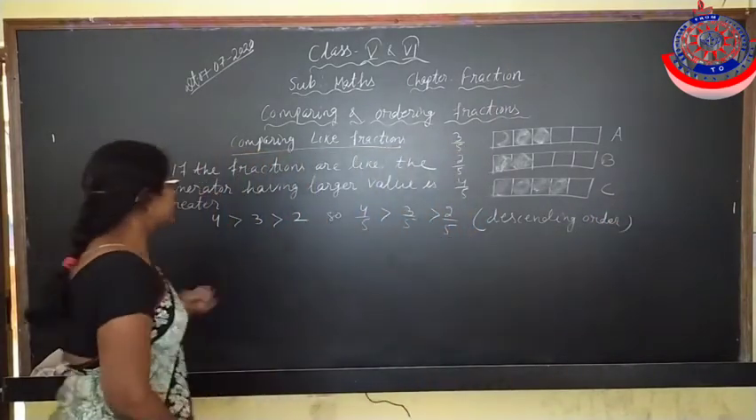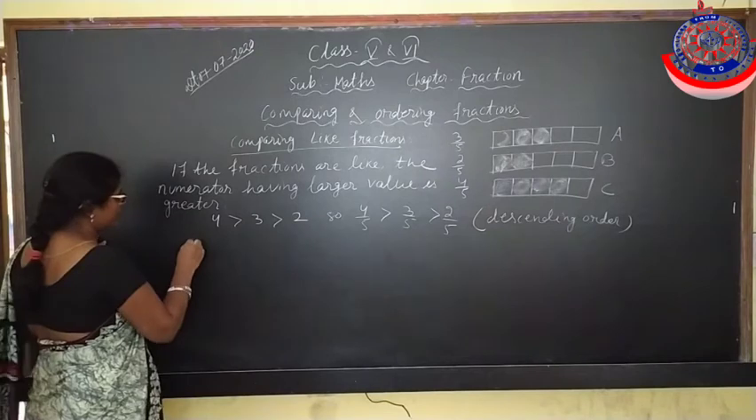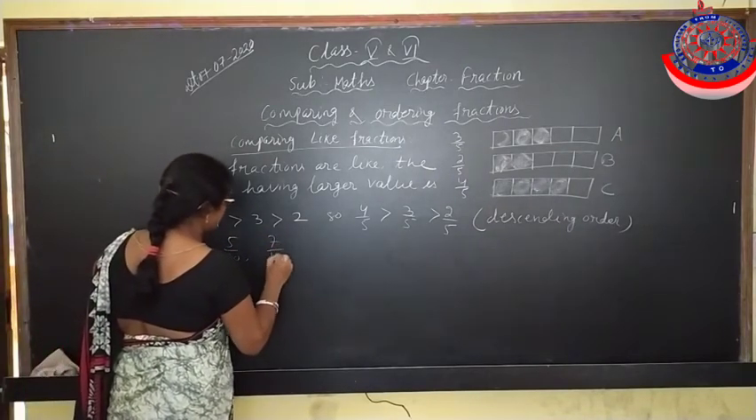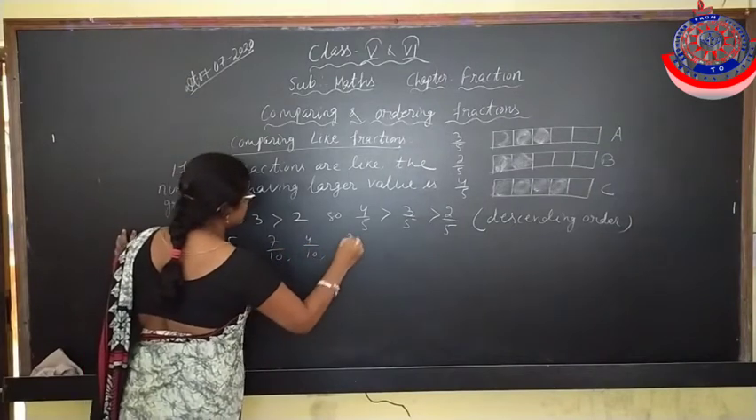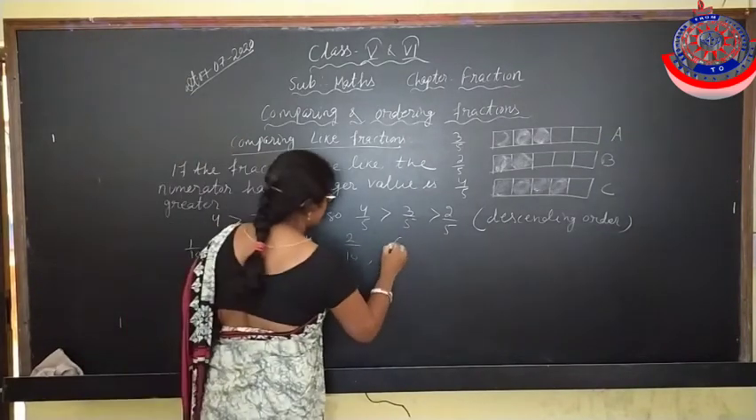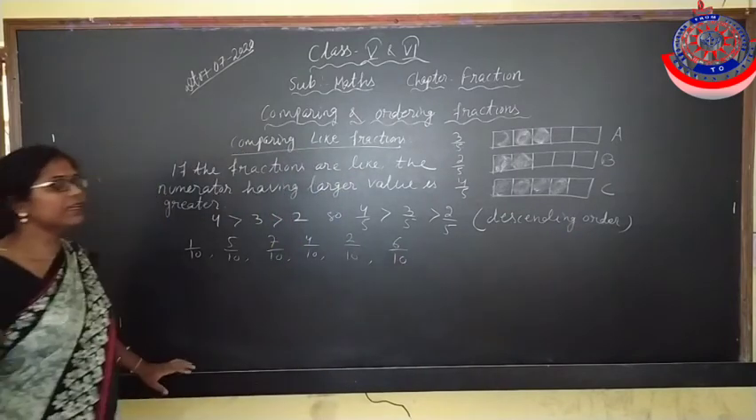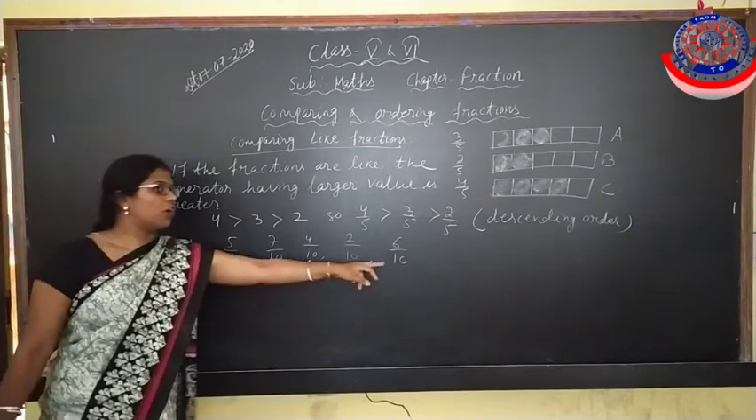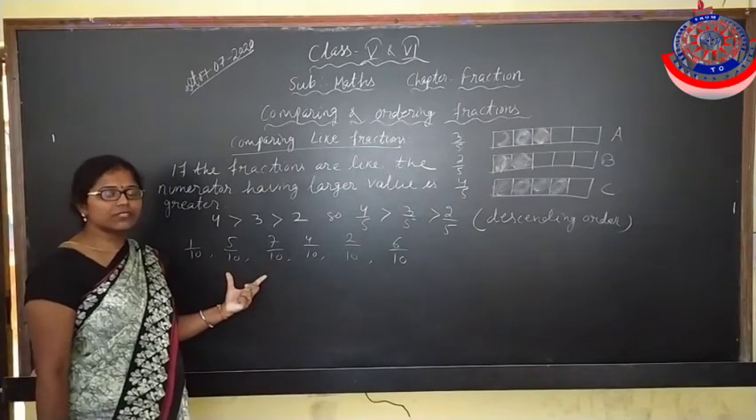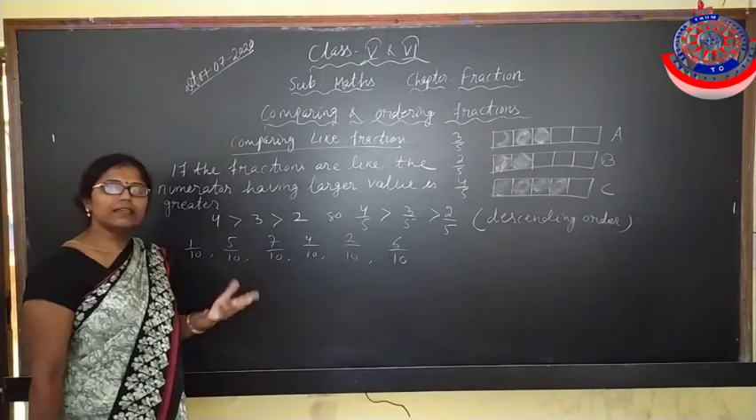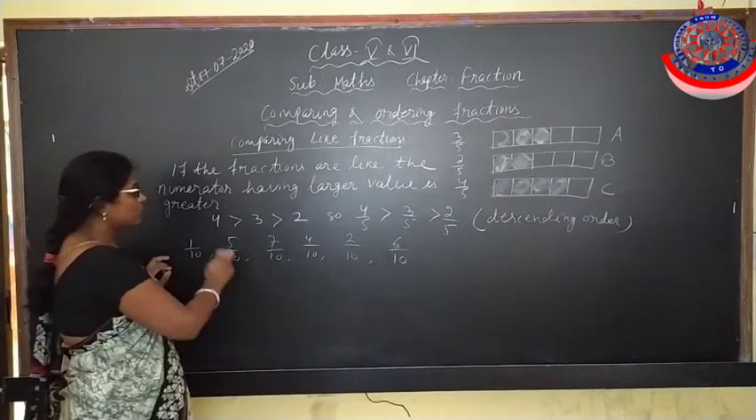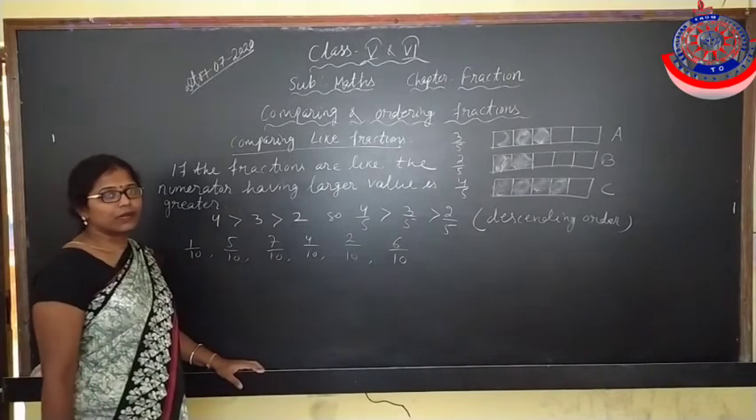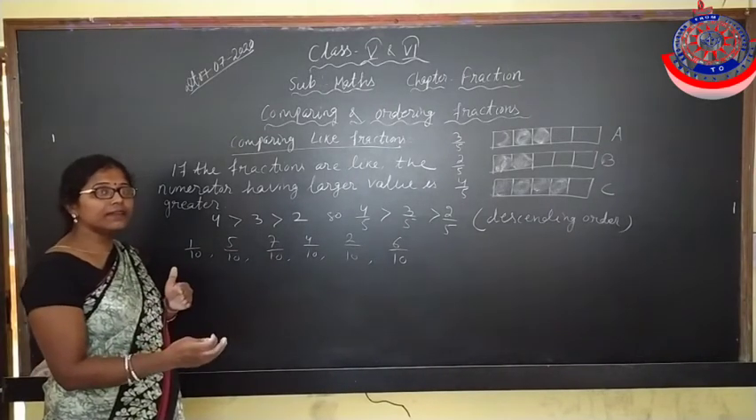Okay? Suppose I will tell you 1 by 10, 5 by 10, 7 by 10, 4 by 10, 2 by 10, 6 by 10. Now arrange them in ascending order. See, all the fractions are like fractions. Yes or no? All fractions are like. So we just have to compare their numerators now, and arrange them in ascending order.